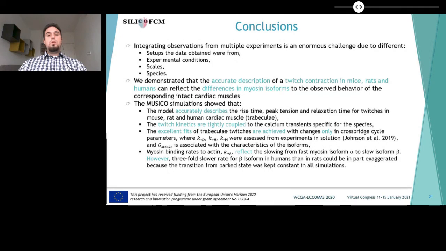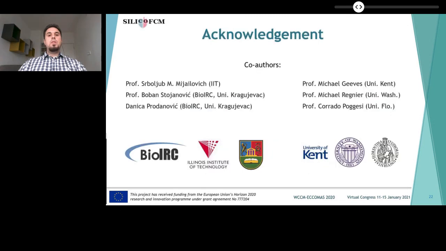However, the threefold slower rate of myosin binding to actin for the beta isoform in humans than in rats could be in part exaggerated because the transition from the parked state was kept constant in all simulations. We are currently working with our partners on obtaining one complete dataset for all three species under the same experimental conditions, including intracellular calcium and change of sarcomere length, in order to validate these presented findings.